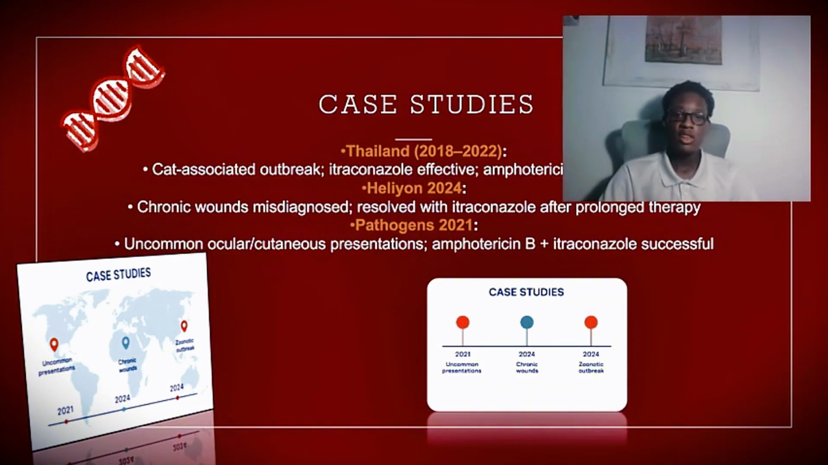Case studies. Thailand, 2018 to 2022: cat-associated outbreak, itraconazole effective, amphotericin B for severe cases. Heliyon, 2024: chronic wounds misdiagnosed, resolved with itraconazole with prolonged therapy. Pathogens, 2021: uncommon ocular and cutaneous presentation, amphotericin B plus itraconazole successful.